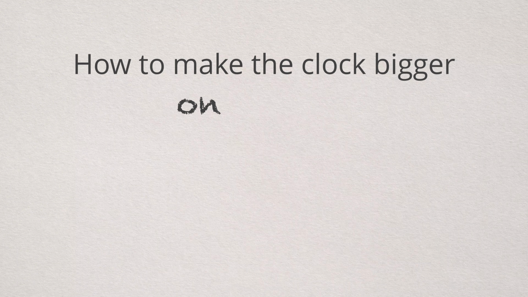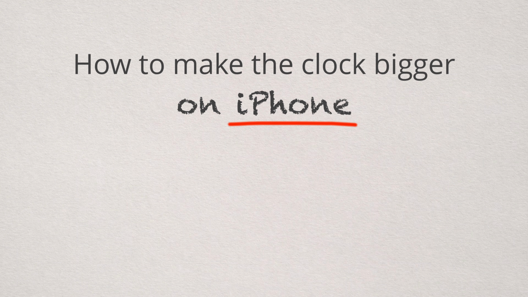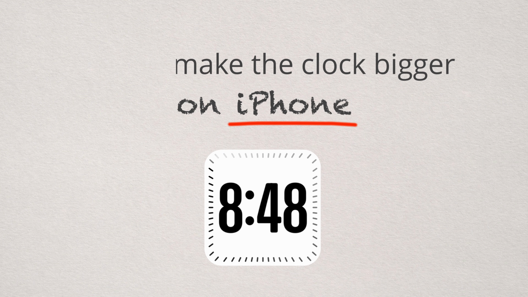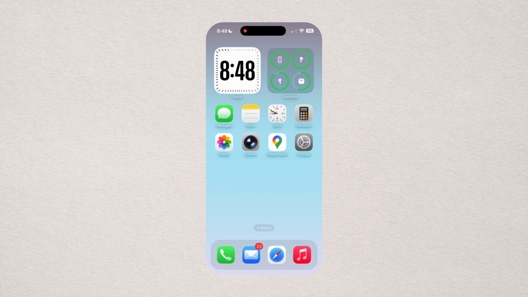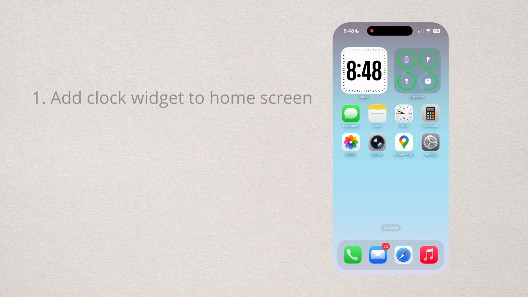In this video, we're going to look at how to make the clock bigger on your iPhone. This makes it much easier to see the time at a glance, especially if you frequently check your phone throughout the day. There are two main ways to do this. The first is by adding a large clock widget to your home screen. This allows you to see the time instantly without opening any apps.